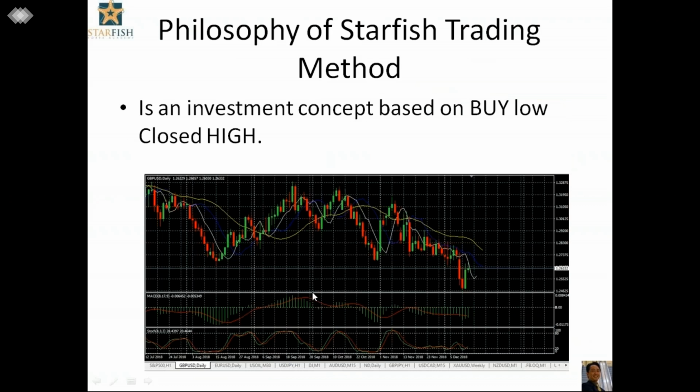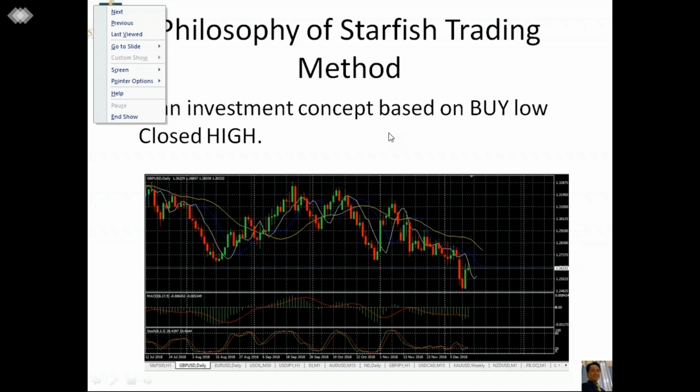Without wasting much time, let's go through my philosophy. My philosophy is called the Starfish Trading Method. Allow me to remind you all, my method is called an investment concept. Investment here is not speculation. I don't speculate much. I prefer using this spot trading platform as an investment rather than speculation.